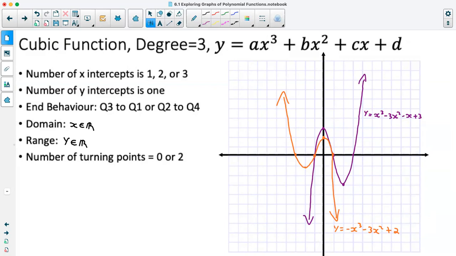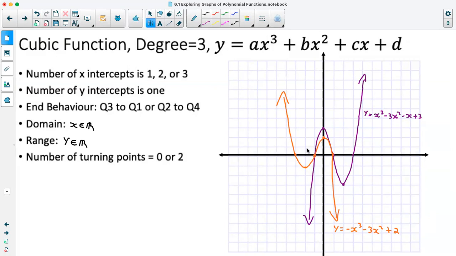Next up, we have a cubic function, which is degree 3. So we've got y equals ax cubed plus bx squared plus cx plus d. So I've drawn a couple of these in. This one in orange has a negative leading coefficient, while this one in purple has a positive leading coefficient.